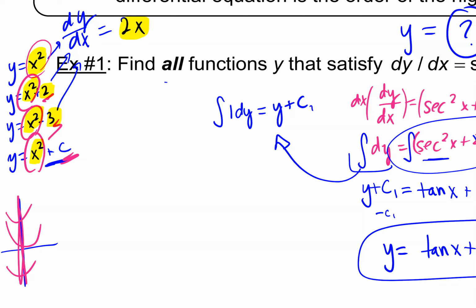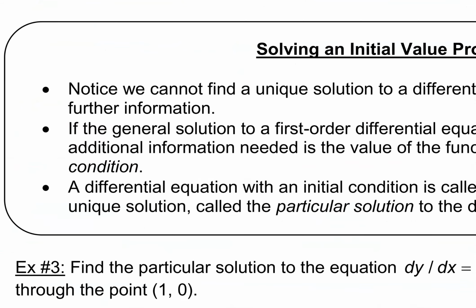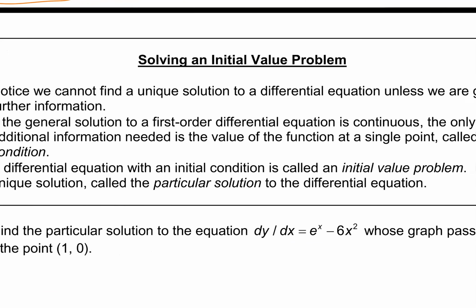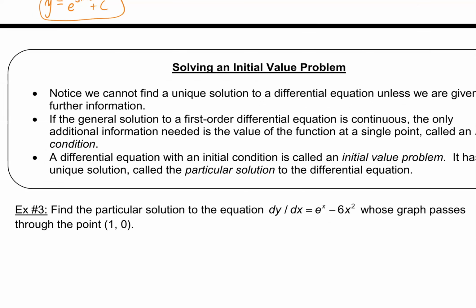So how are we supposed to find a unique solution? I could have a million that satisfy this dy dx is equal to 2x, right? x squared plus 1, x squared plus 2, x squared plus 3, x squared minus 50, x squared plus 100. I could sit here all day and talk about those. It'd be a really boring screencast. So we want a unique solution, so we have to be given further information. We have to be told what the initial values are.